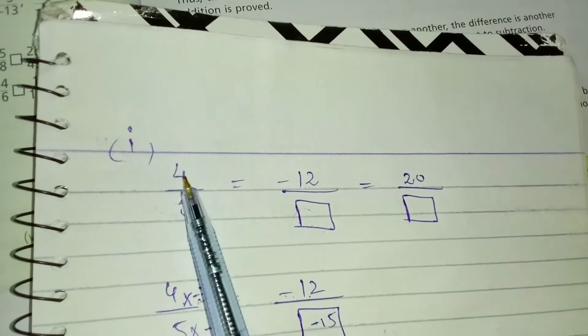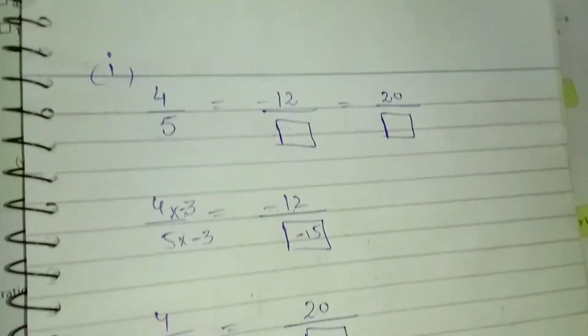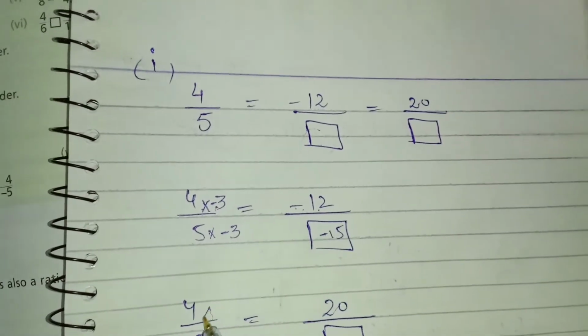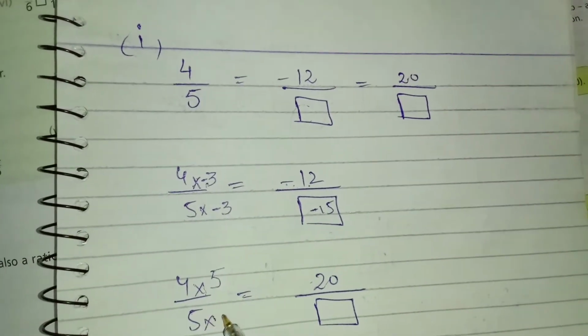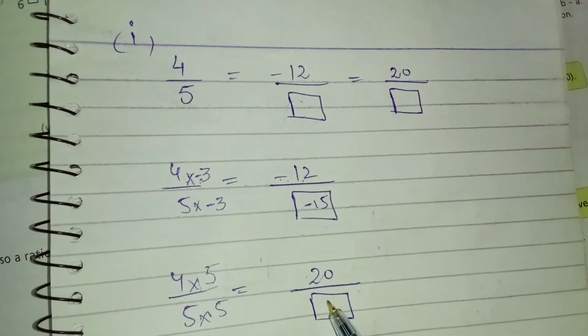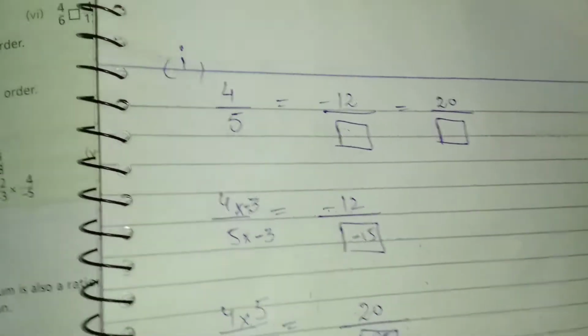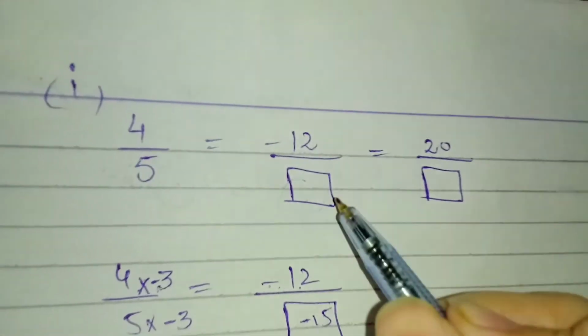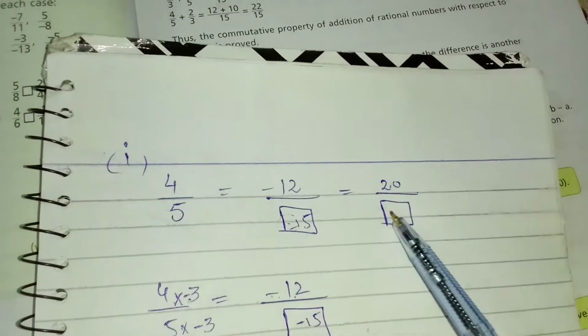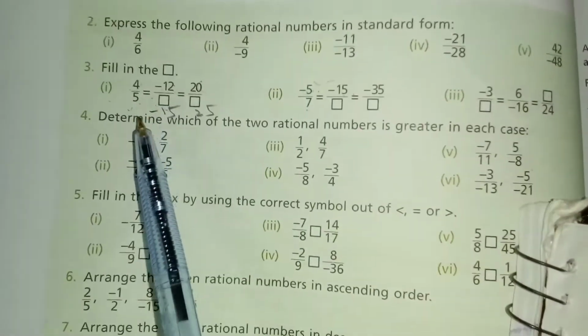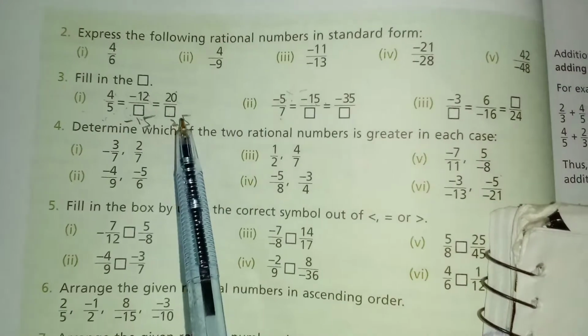Now we have to convert 4 into 20. So as we know that 4 multiplied by 5 will become 20. So we have to multiply by 5 in the denominator also. So we get the answer 5 5s are 25. So this box is replaced by minus 15 and this box is replaced by 25. Minus 15 and 25.